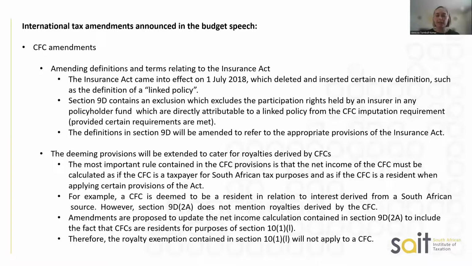Because of that gap, it could be interpreted that royalties would still qualify for the exemption in terms of Section 10(1)(l) of the Income Tax Act. So this amendment has just been brought in to make it clear that the royalty exemption contained in Section 10(1)(l) of the Act will not apply to a CFC. That CFC will be regarded as a resident in terms of royalties, and therefore royalties from a South African source will not be exempt in the hands of a CFC.